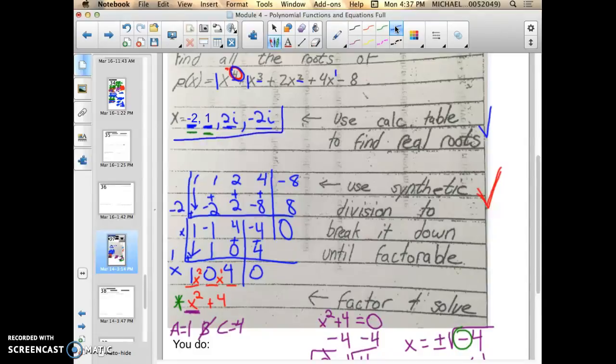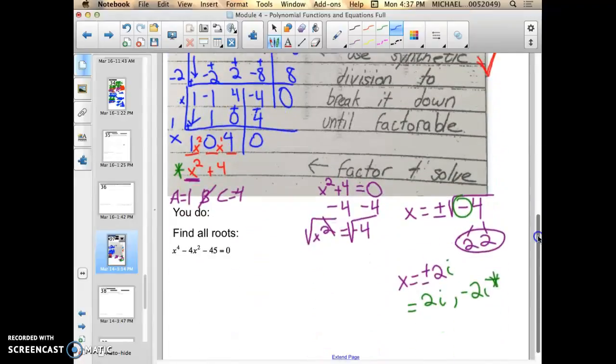And I said at the beginning of the video, 2 are real because they hit the x-axis, and that means that 2 had to be imaginary. In this case, that's exactly it. We have negative 2, 2, 2i, and negative 2i. So right here, I am done.